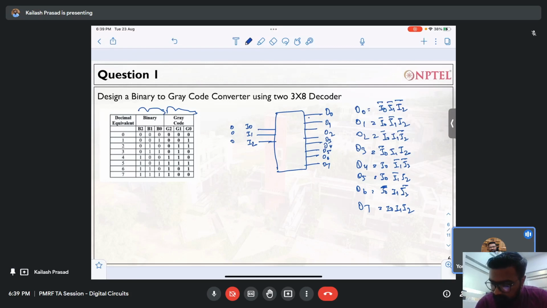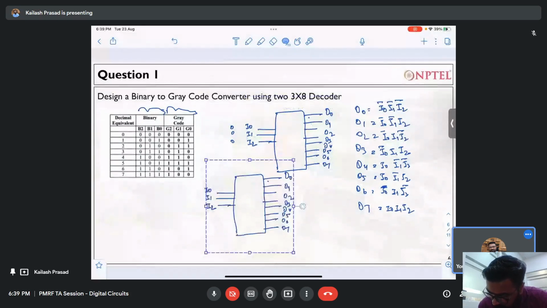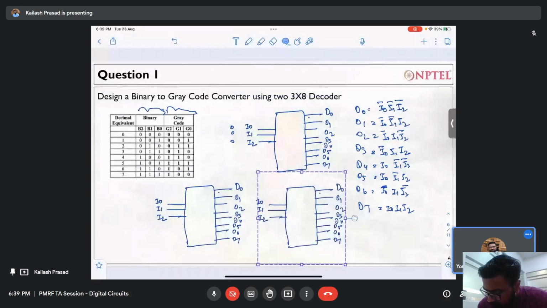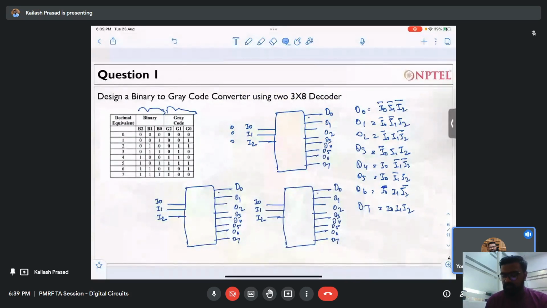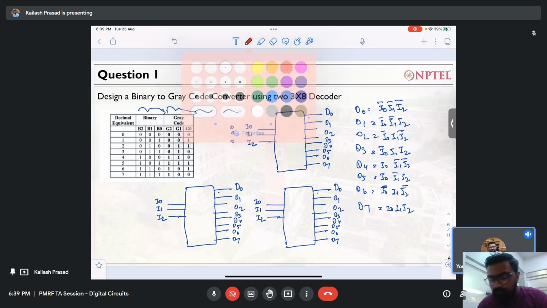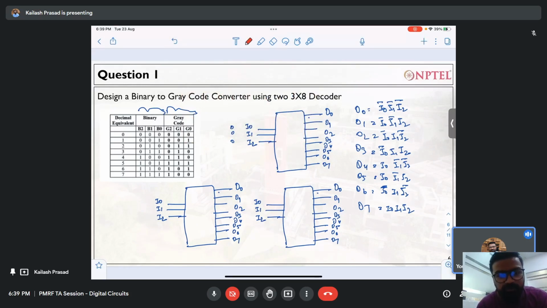Okay, so now what I will do is I will design two decoders. Let me just copy this. So see, if you give 0 0 0, what is the expected output for the gray code? It is 0 0 0, right? So if you have to design a binary to gray converter, you just have to connect the appropriate lines.